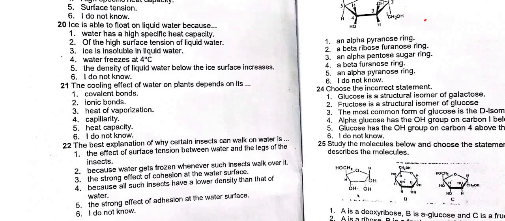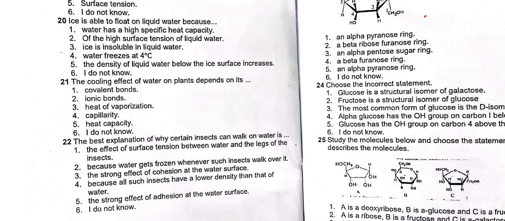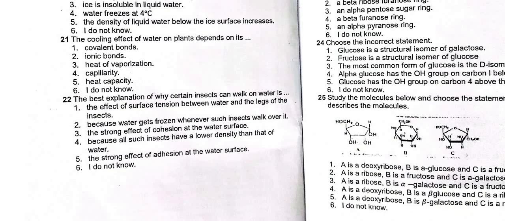Then number 22, what's the best explanation why certain insects can walk on water? What's the answer here, guys, for number 22? So 1 is the best explanation.